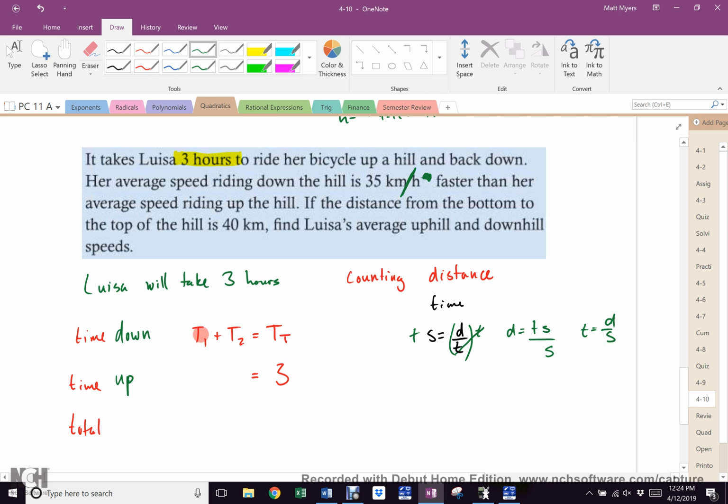So I need my first time. Distance over speed. Are we going to call that the uphill? Or the downhill? Does it matter? What do we know about her speeds? Do we know any of the speeds she is traveling? Do I know any of the speeds? No, what do I know?